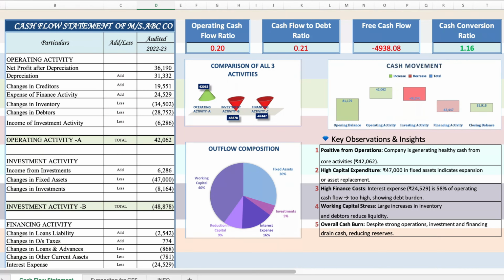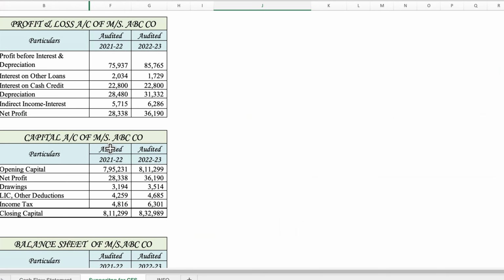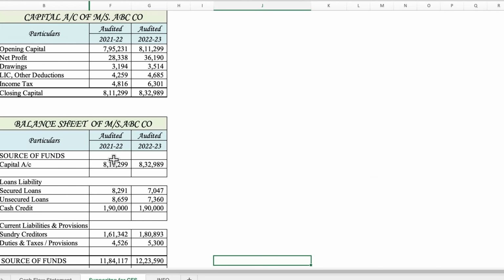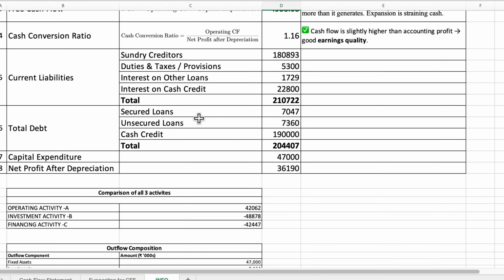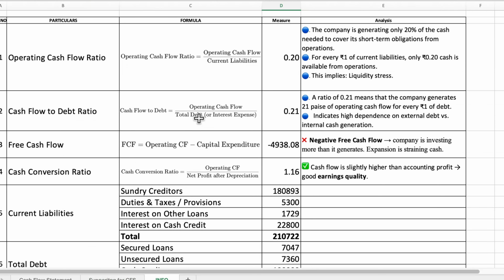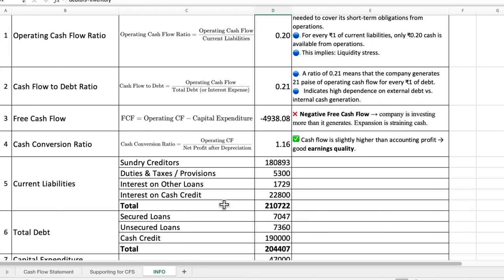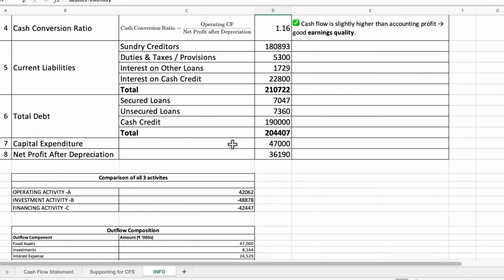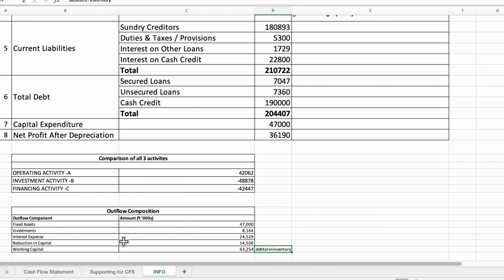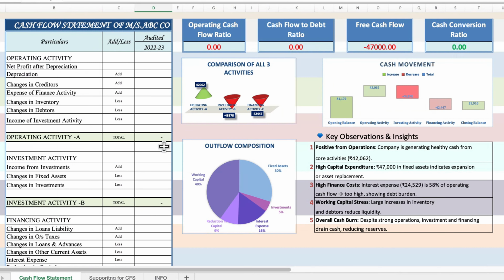So first sheet is for dashboard, next sheet is for supporting statements like P&L and balance sheet, and the third sheet is for information. Here I have mentioned formulas to prepare ratios and other data related to formulas and data for charts also. So now let's come back to this dashboard sheet and quickly prepare the cash flow statement.